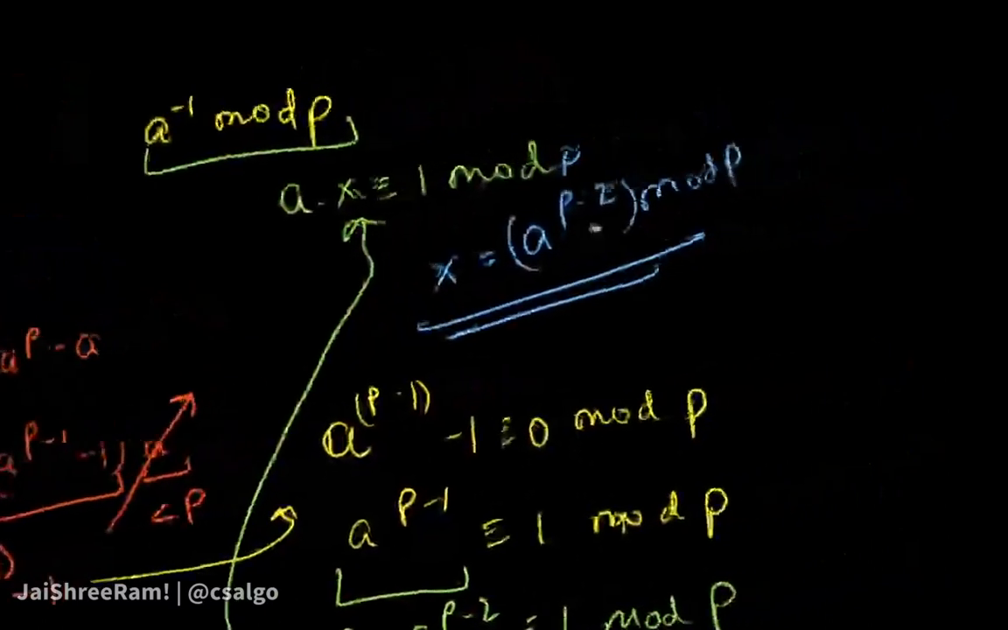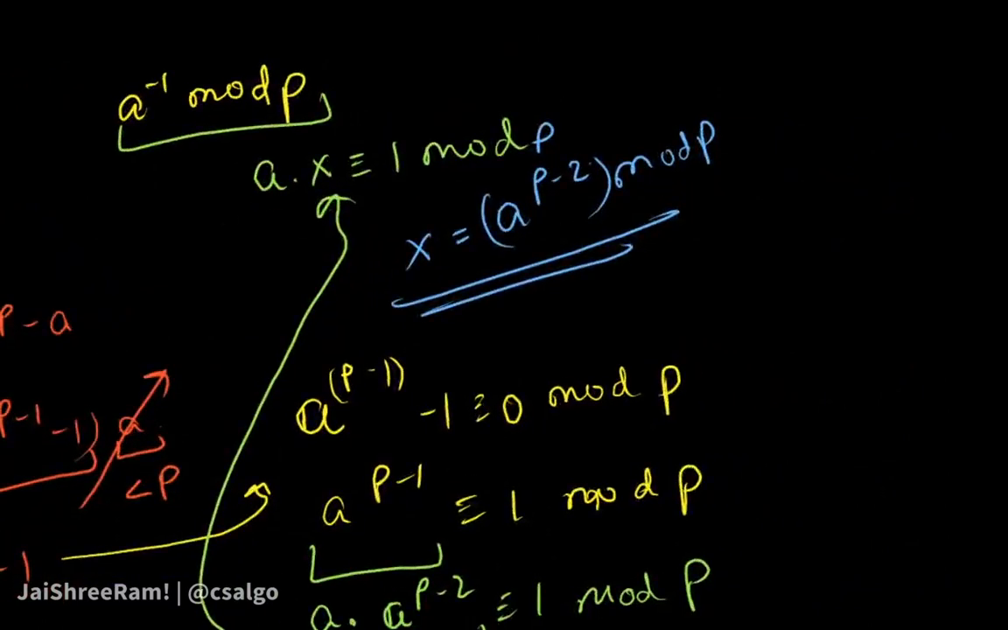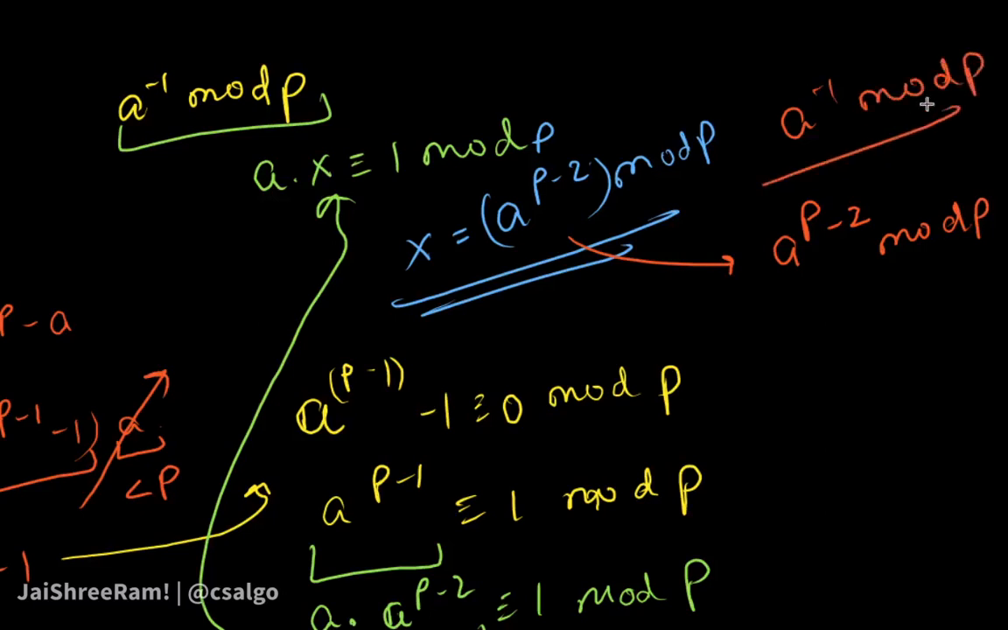So from now on, whenever we say that we need to use inverse, we just report a to the power p minus 2 mod p whenever we need to find a inverse mod p, right? But remember this very clearly, that this only works if p is prime because of Fermat's little theorem, okay?